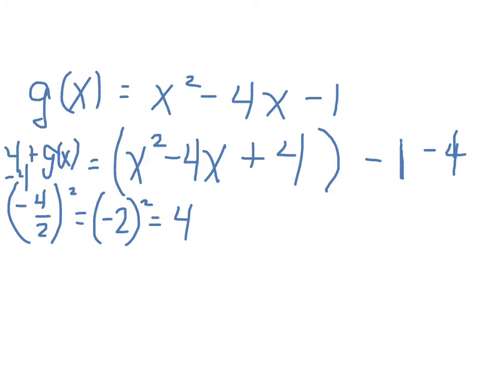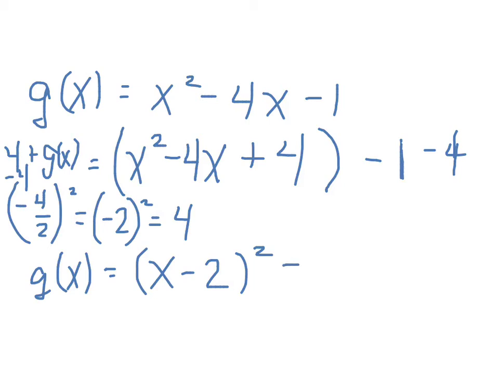Now, just on the inside stuff, what can I factor that into? What times what gives me x? What times what gives me 4, but adds up to be negative 4? X minus 2. Good. Then on the outside, what's negative 1 minus 4? Negative 5. You have just successfully made it into vertex form.